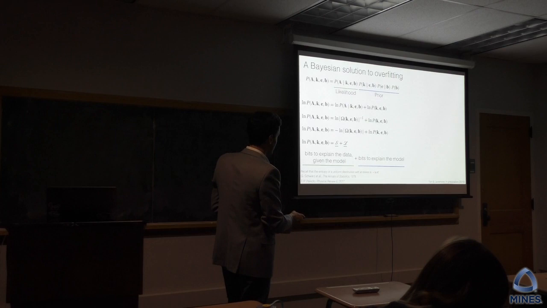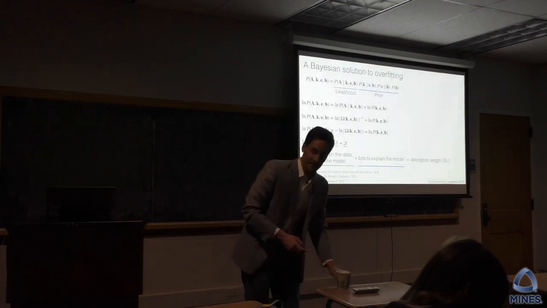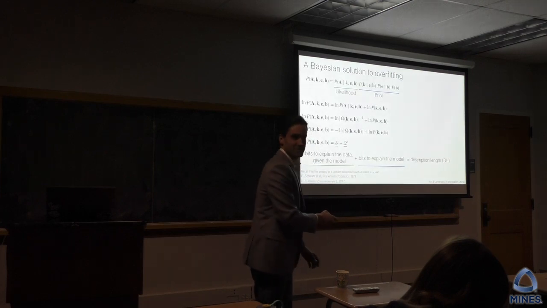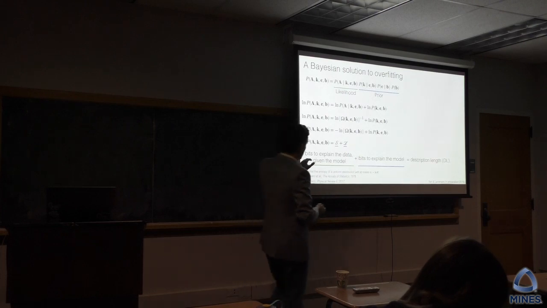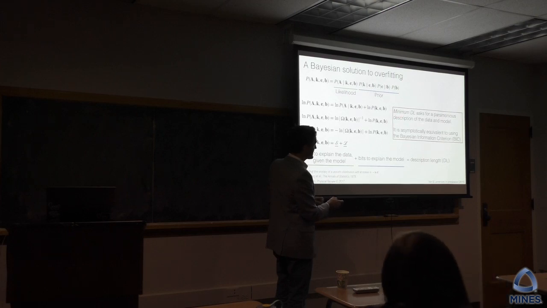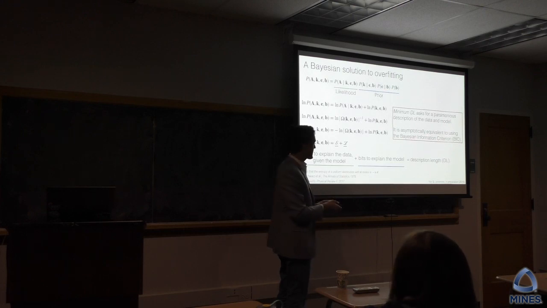But there are some number of bits that I require to explain the model. And if I add these up, I get something called the description length, DL, which you'll notice is, again, my initials. So again, I feel another connection. But the idea here is that we're going to try to minimize the description length. This asks for a parsimonious description of the data and the model. And asymptotically, this is equivalent to using BIC, or the Bayesian Information Criterion.